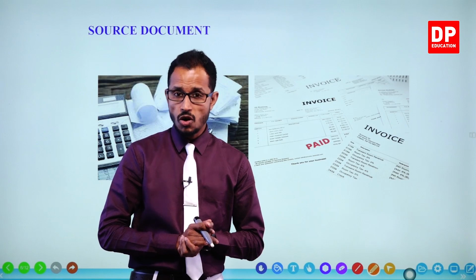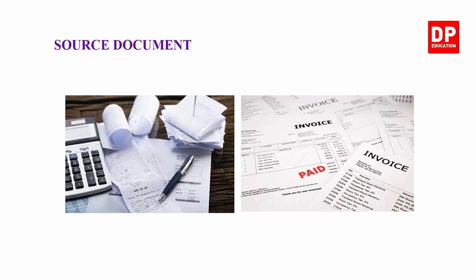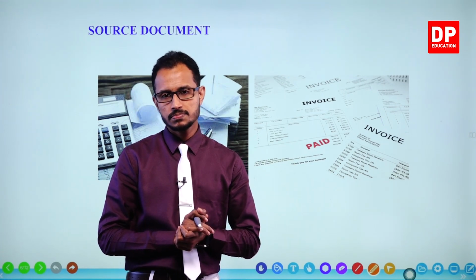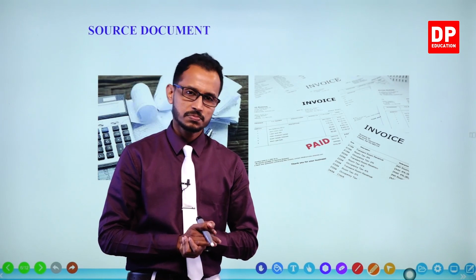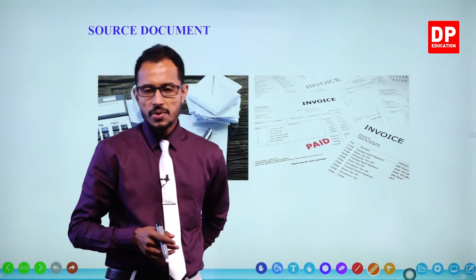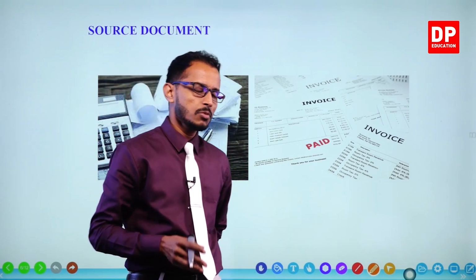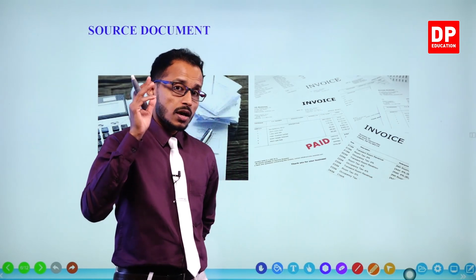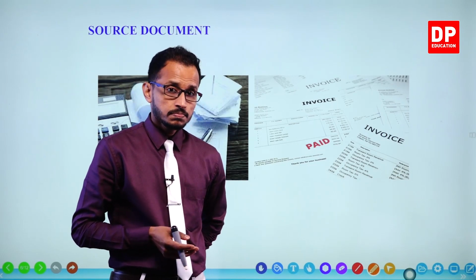Chapter 2 of Unit 7. Source documents. This is the latter part of Unit 7. Prime entry books. We learned about prime entry books and the different prime entry books used in a business. You remember. There are how many?